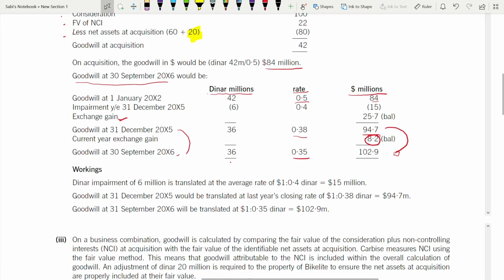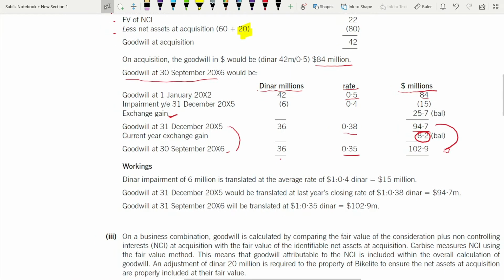Workings. Here they have given you the workings also. You can also present your workings like this. When you have workings like this, make sure that the working is separate from your main table. Don't put workings in the main table, otherwise it looks very clumsy, very untidy, and very unclear. You don't know what is the working, what is the main answer. So keep the working separate, write it as working and then show. Like 6 million, when you translate using 0.4, it is 15. Goodwill, when you translate it is this, and this when you translate it is this.